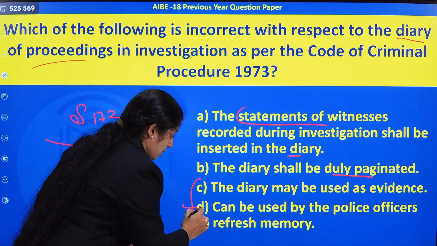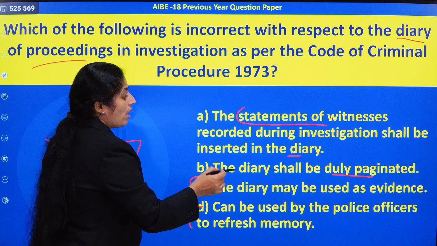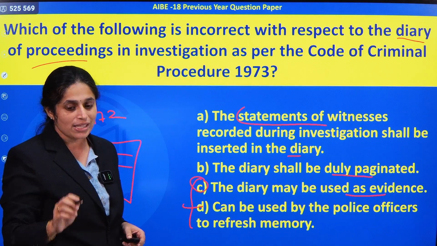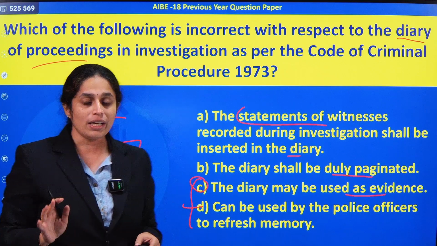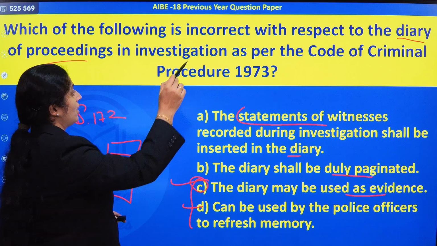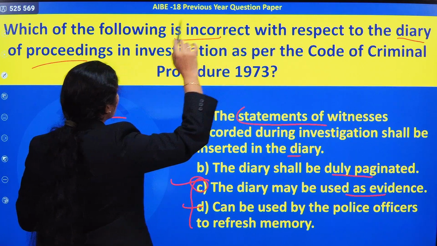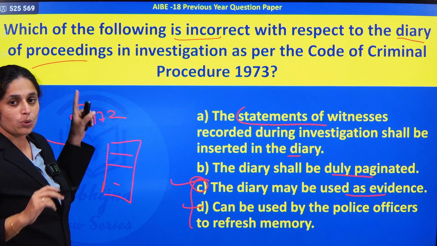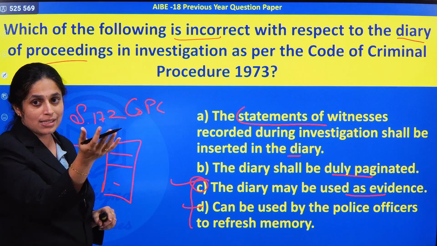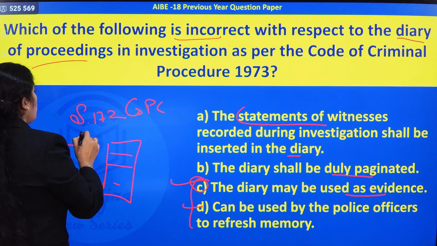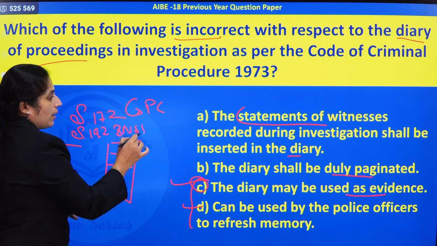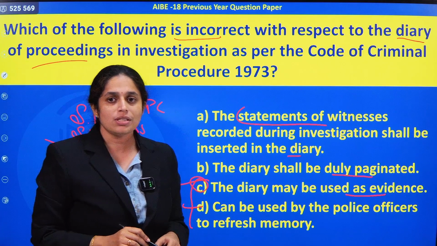So this is the true statement, but this is wrong, because it says the diary may be used as evidence. No, it cannot be used as evidence. Section 172 clearly says that. Okay. So that is why C is the answer. C is the incorrect statement with respect to the diary of proceedings. So section 172 CRPC is the correct answer, and with reference to the BNSS, the corresponding section is section 192 BNSS. Okay. So this is the first question.